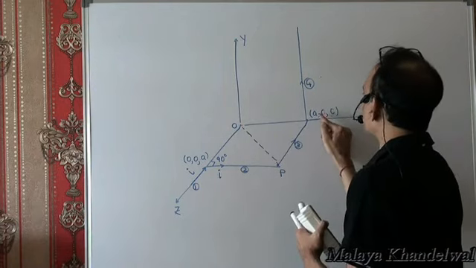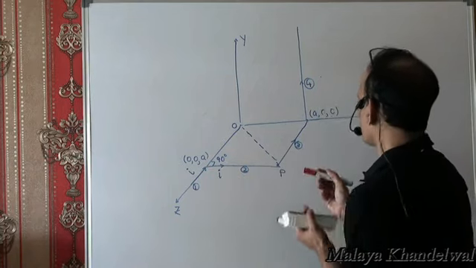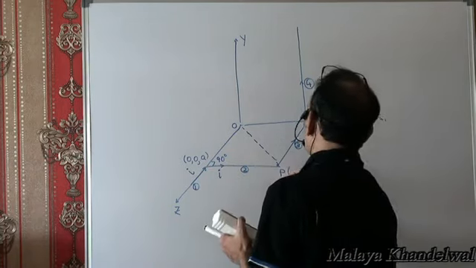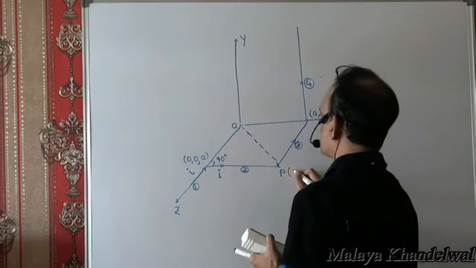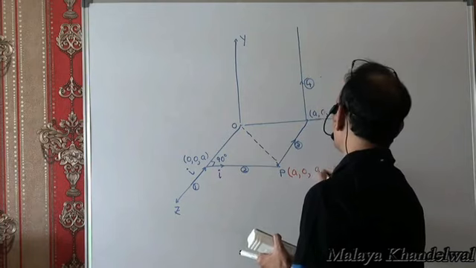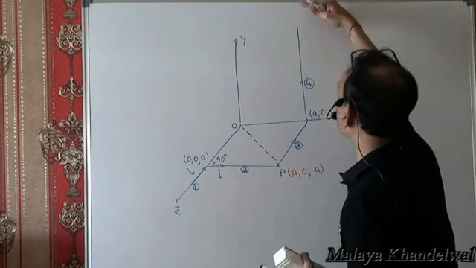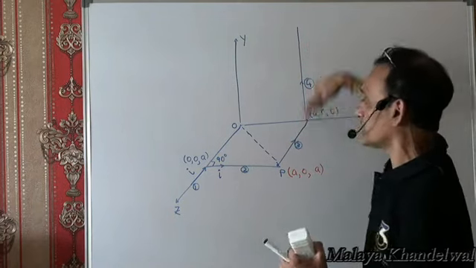Given that this point is A, 0, 0, this point is 0, 0, A, and very clearly, as far as the point B is concerned, its x coordinate would be A, its y coordinate would be 0, and its z coordinate would be A. That's what it is. So I want to compute the total magnetic field at O because of this arrangement.